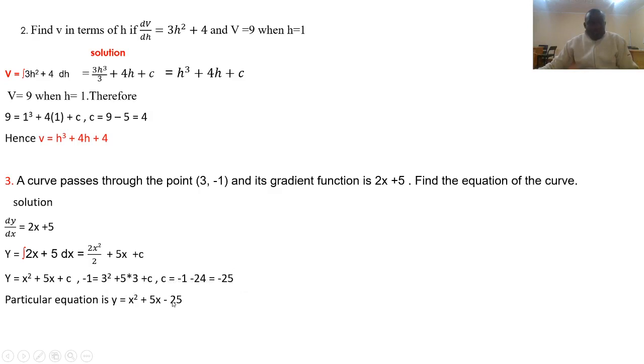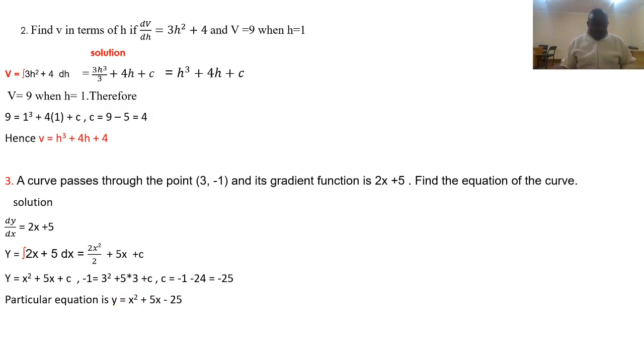And therefore, the particular equation that we are asked to find, the equation of the curve, will be, now in this equation we substitute c with -25. So it will be y equals x squared plus 5x minus 25. This is the particular equation for the curve that we were asked for. That is how we find particular equations.